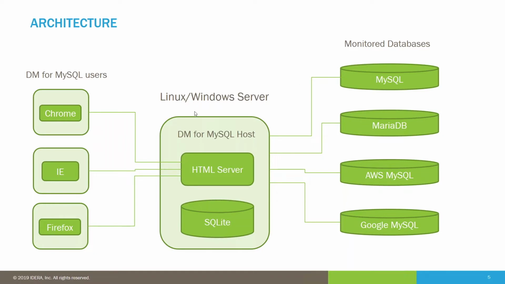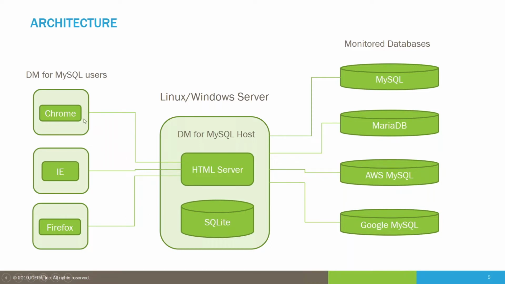So DM for MySQL is installed on a server, either a Linux or a Windows server. It includes an HTML server as part of it, as well as a SQLite database. SQLite is just another relational database system. All that's installed locally. You give it credentials to connect to various databases. And as I said, once a minute, every 5 minutes, depending on the scheduling interval, it connects to the databases, pulls back performance data, metrics, things like that, and stores that in that SQLite database.